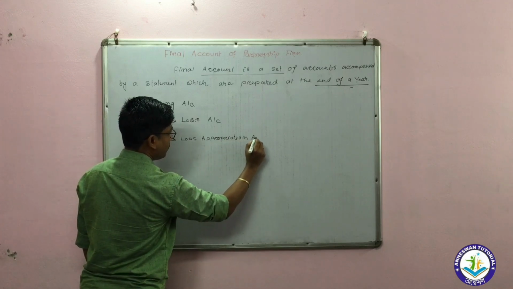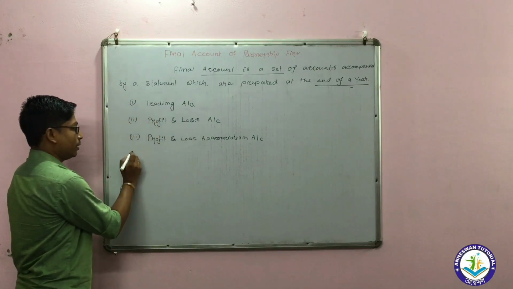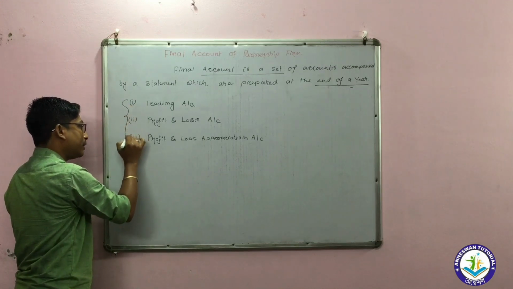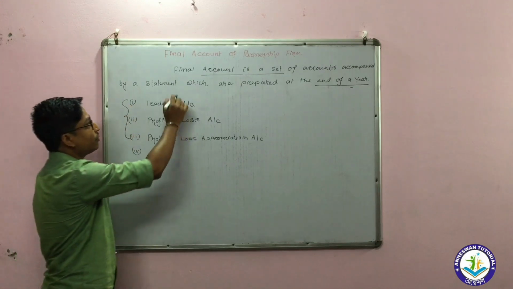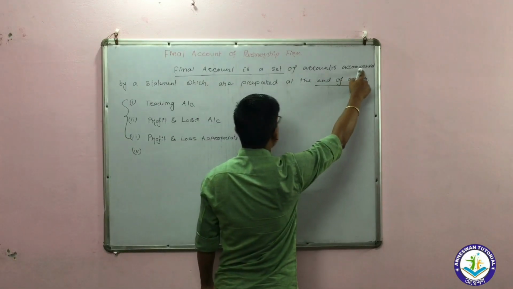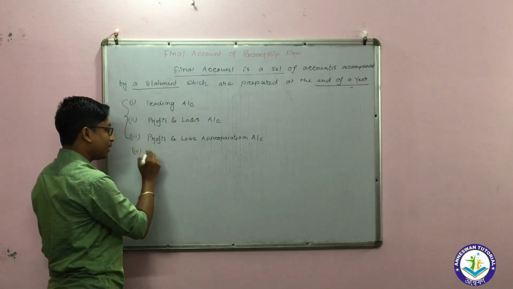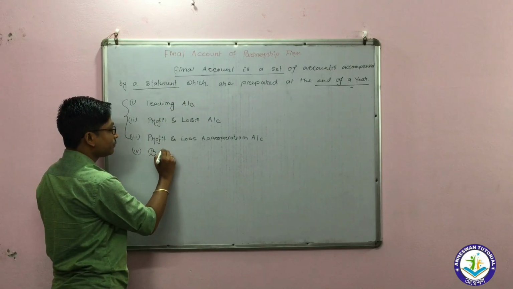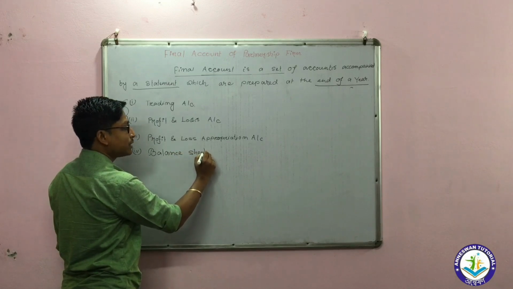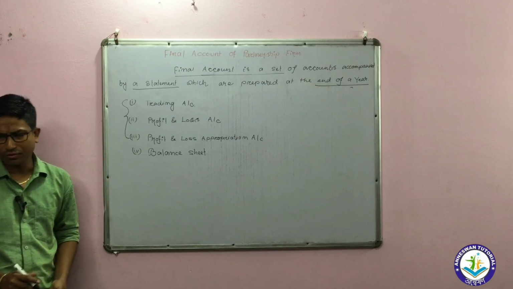Appropriation account. Appropriation means apportionment, distribution. Number 4: these three are called income statement or accounts. And I also said that it is accompanied by a statement which is called financial statement. Here we name it: balance sheet.